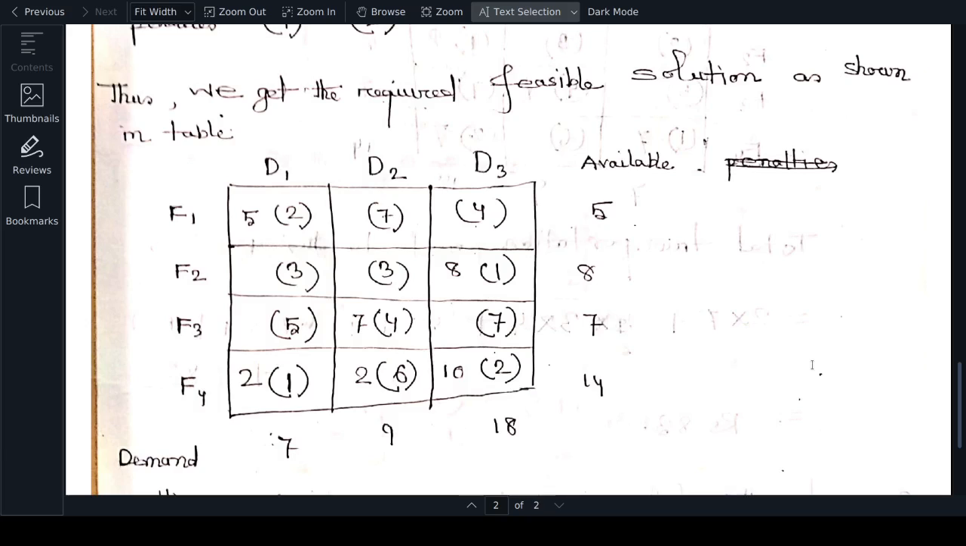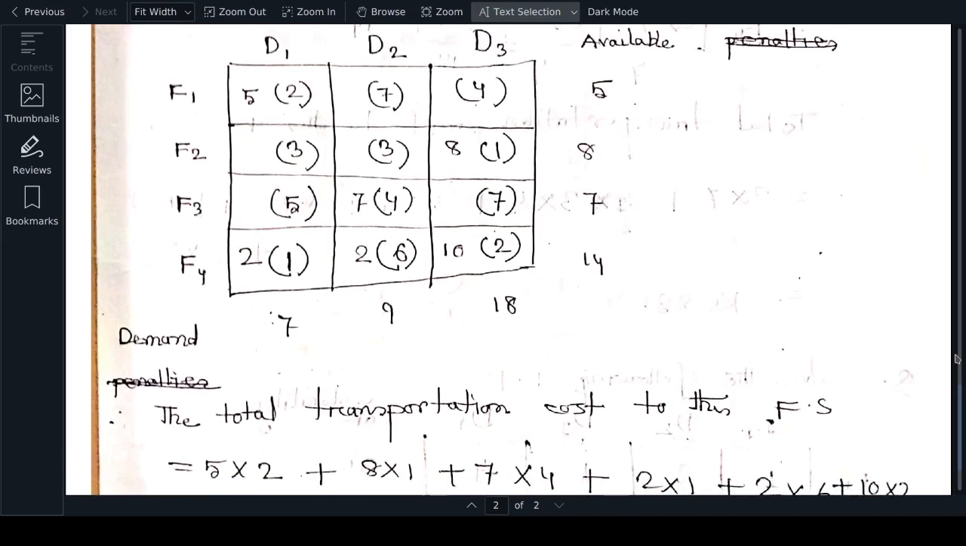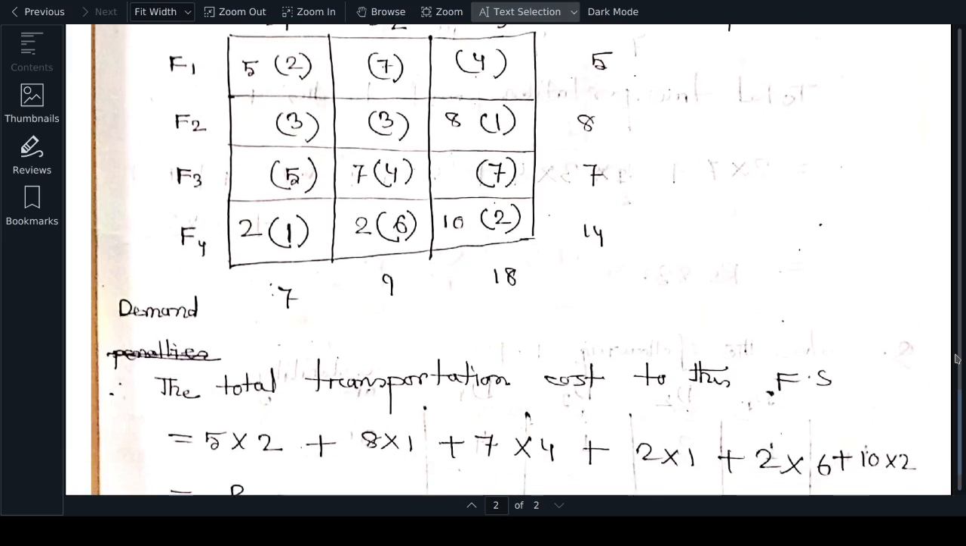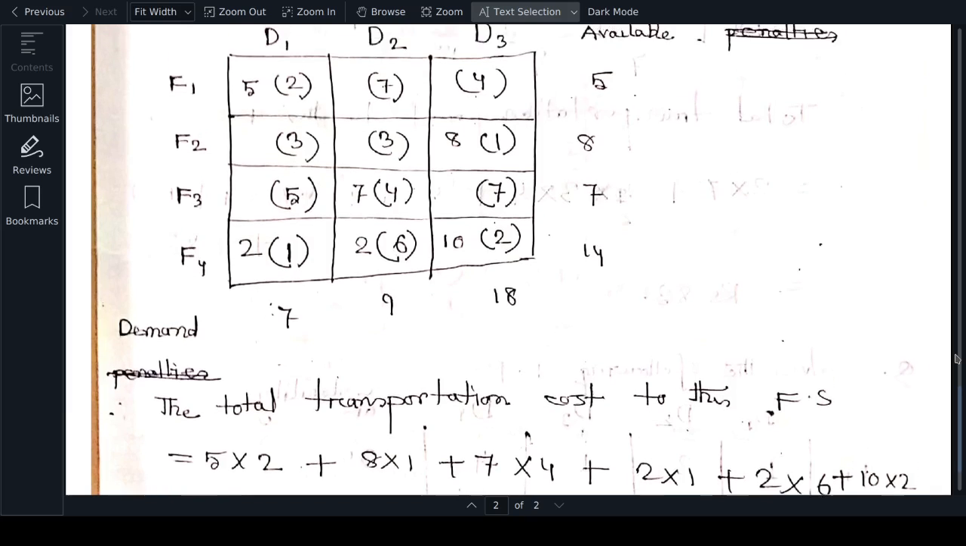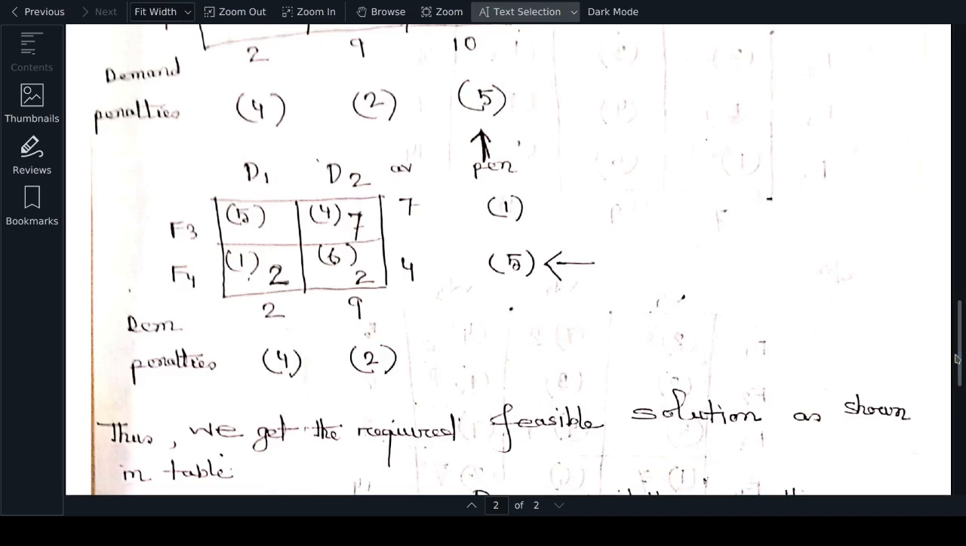So next you write the total transportation cost to this feasible solution. How to write? Allocation into cost. So 5 into 2 plus 8 into 1 plus 7 into 4 plus 2 into 1 plus 2 into 6 plus 10 into 2. So total is 80. Is it clear? Arbaj, Nihal? Yes, sir, it's clear. Yes, I have a question. Yes, Nihal?